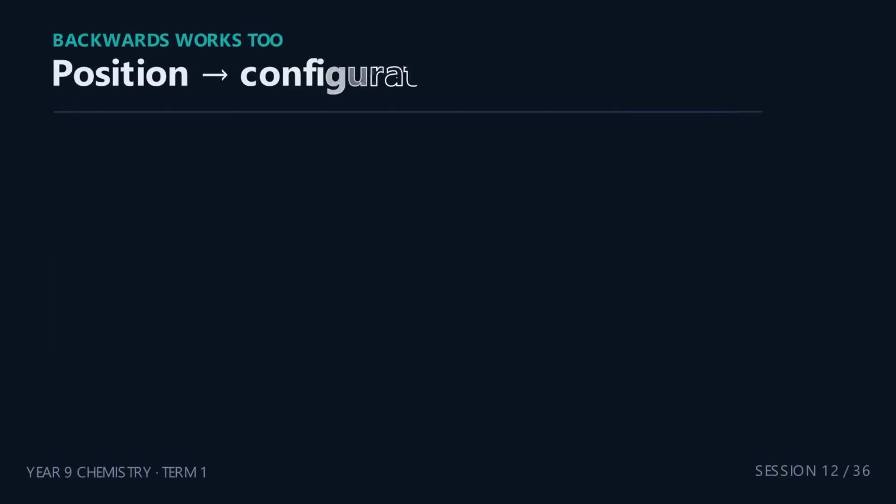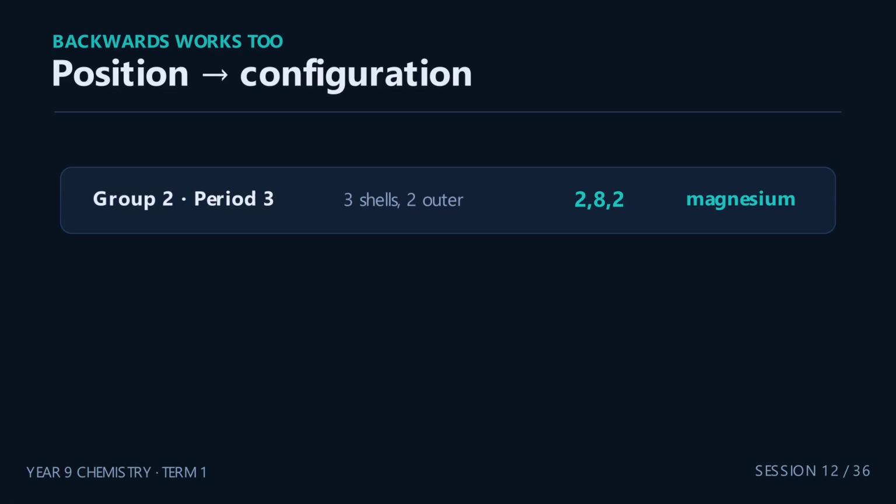Now run it backwards, from position to configuration. An element sits in group 2, period 3. Period 3 means 3 occupied shells. Group 2 means 2 outer electrons. So the configuration must be 2, 8, 2.